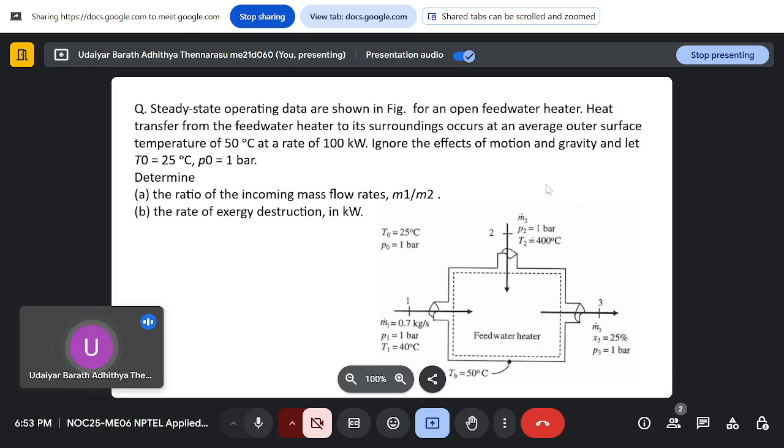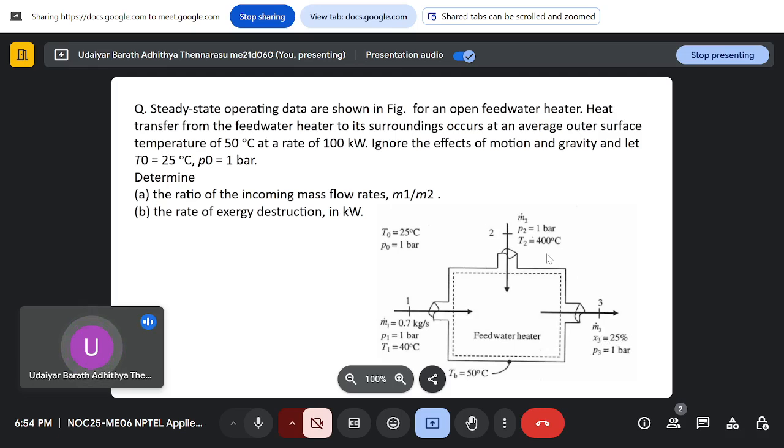So this is what is happening. There's an open feed water heater. There's a mass flow of 0.7 kg per second at a pressure of 1 bar and 40 degrees Celsius coming in, and there's a mass coming in with a pressure of 1 bar and 400 degrees Celsius, and this is getting mixed and going out as total mass m1 plus m2, and my dryness fraction here is 25% and my pressure is 1 bar.